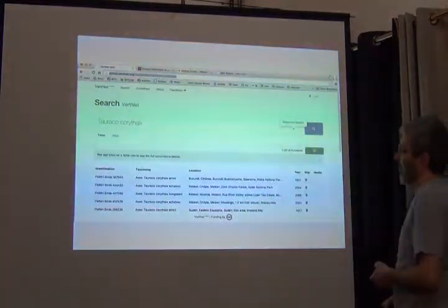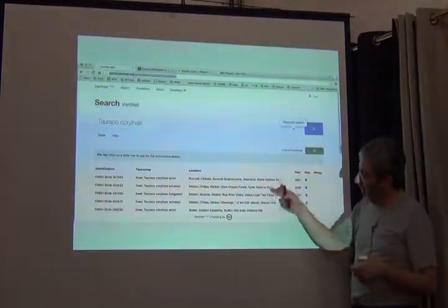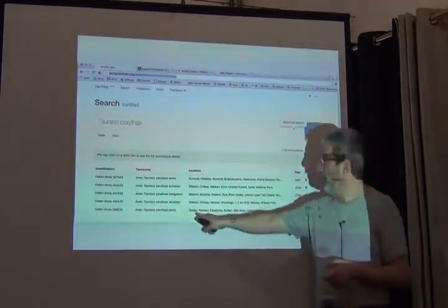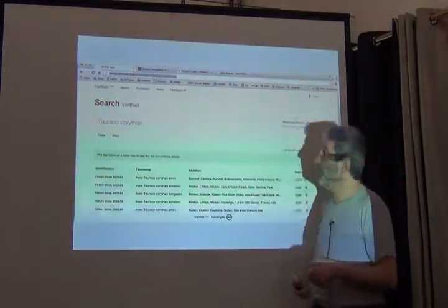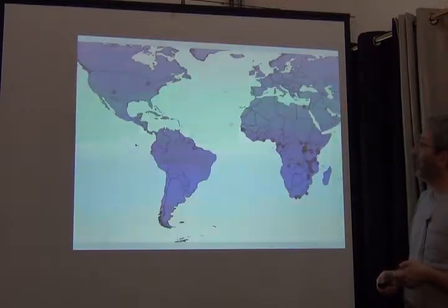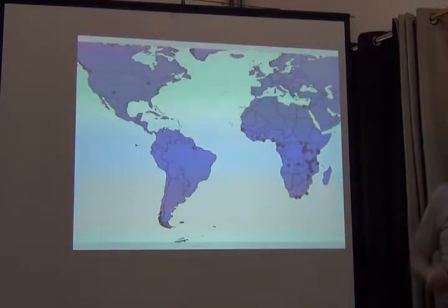So let's look at this. Here's the initial search, and you see some of the data we have in Sudan, in Malawi, in Burundi. I downloaded the data and put them on a map.